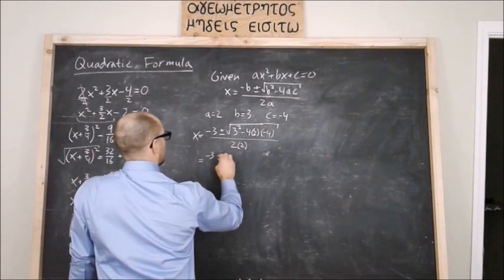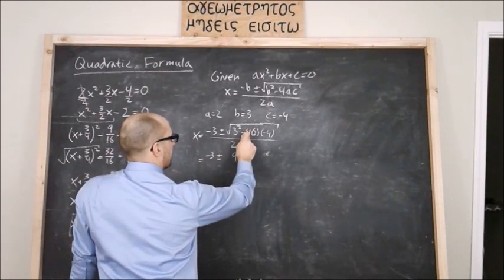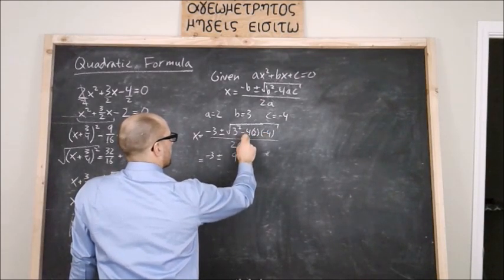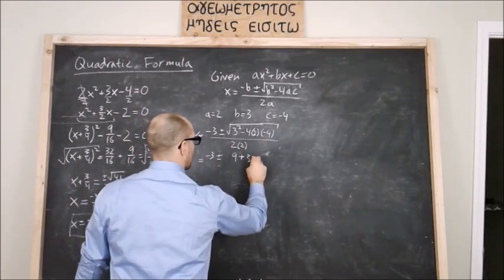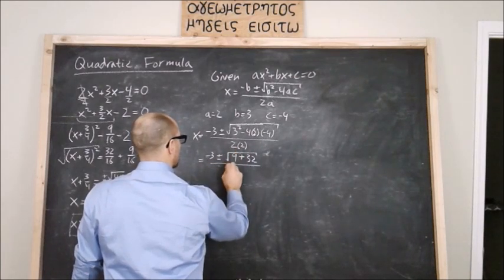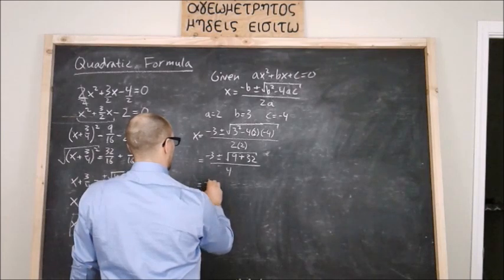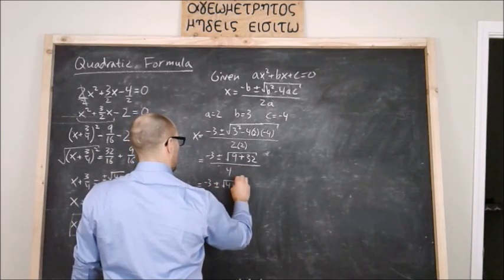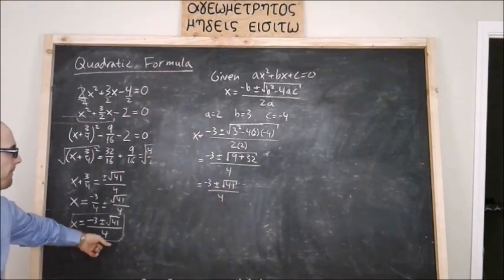Negative 3 plus or minus, 3 squared is 9 minus, well, negative is a positive. 4 times 2 is 8, times 4 is 32, over 2 times 2 is 4. Well, what is that? Negative 3 plus or minus the square root of 9 plus 32, which is 41, all over 4. Matches up with what we got here.